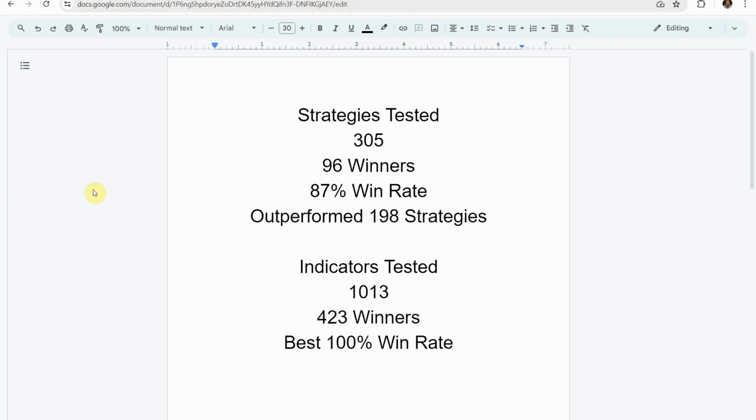Alright, as I said, today we will be testing a Forex scalping strategy. Before we do though, I wanted to put the testing scoreboard up for everyone to see. So to date, we have tested a total of 305 different strategies, with 96 of them being winners. The best one so far was able to achieve an 87% win rate. That was achieved using the Academy of Forex indicator. And so far, since we've been keeping track, it has outperformed 198 of the other strategies that we have put it up against, every single one so far. We've also tested a total of 1,013 indicators, with 423 of them being winners.